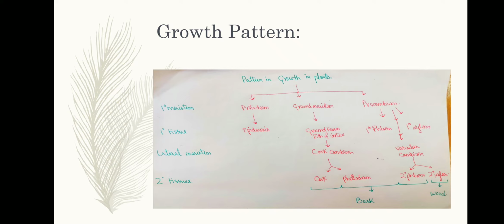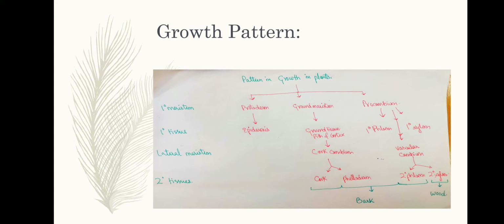From protoderm we are getting the epidermis, and from the ground meristem we will get the primary tissue in the form of ground tissue, pith and cortex. Then in case of procambium we are getting primary phloem and xylem. Then again there is the lateral meristem formation, as we can say that the ground meristem is converted to primary tissue, ground tissue, that is pith and cortex. Then this primary tissue is converted to lateral meristem, that gives rise to the cambium.